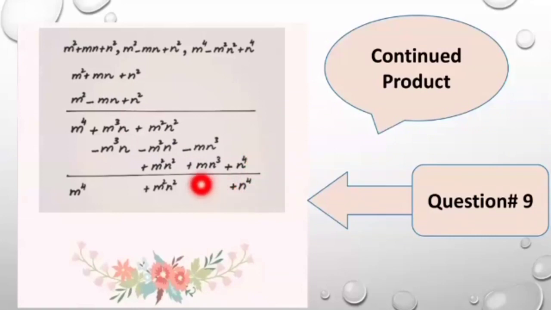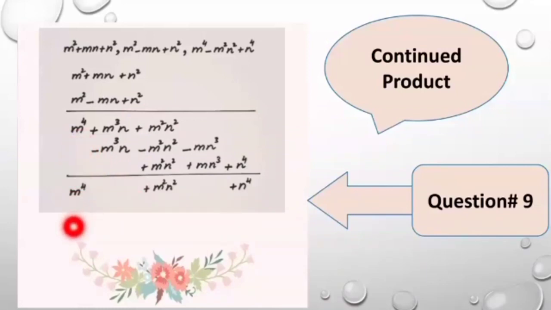N raised to power 4, as these terms are the same terms with opposite signs, so these terms will be cancelled and the answer will be 0, and we will not write the 0 here. Now m square n square, this is a positive term and this is minus m square n square. These terms will also be cancelled and the answer will be remaining m square n square. Again, these terms are with opposite signs, so these terms will be cancelled and the answer will be 0.